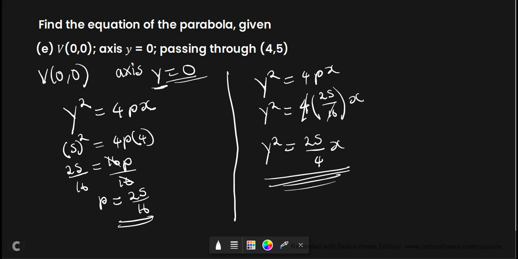So we have come to the end of the parabolas. Then in the next video we'll be talking about the ellipse. So be ready with the ellipse, the part 3 of the analytical geometry.